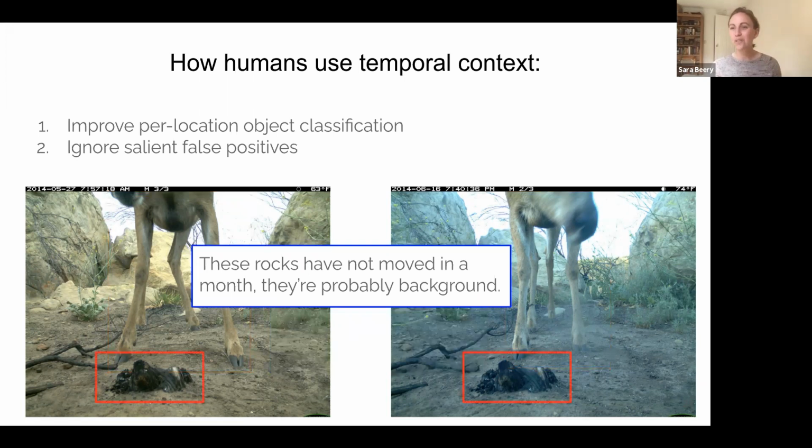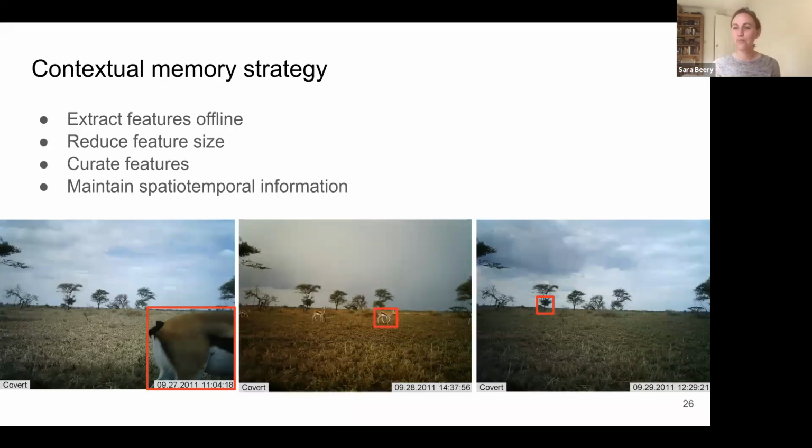And then it also helps you understand when something is likely to be foreground or background, because it says, okay, look, this thing is always here. Probably it's not an animal, right? And so we tried to bake this into machine learning models. And so the way that we're doing this is we do a first pass where we build up this representation of everything that's seen at a specific location.